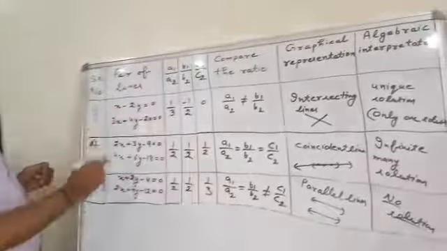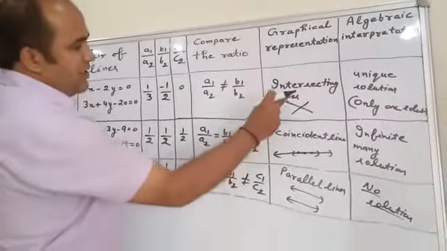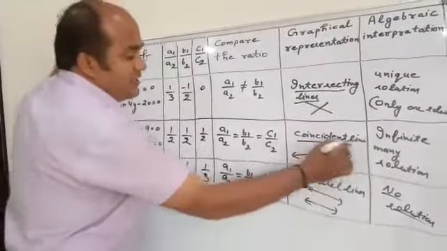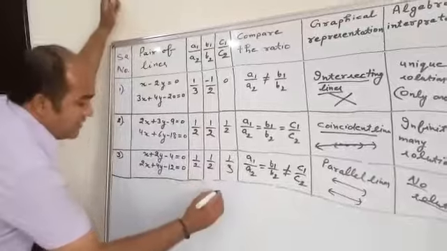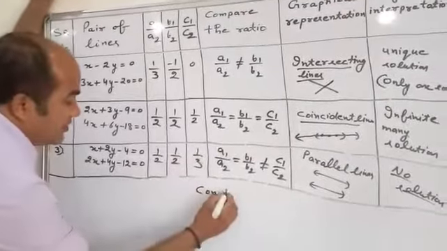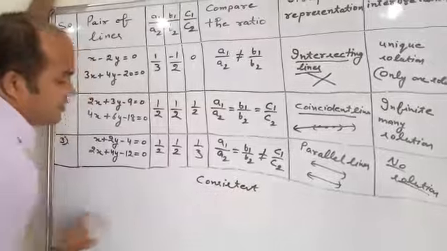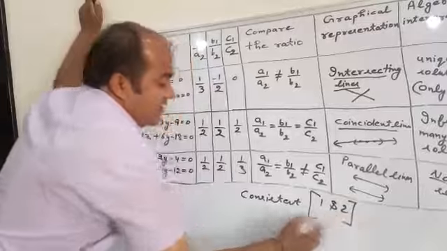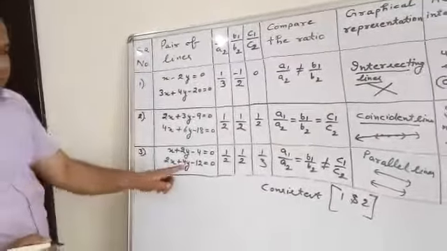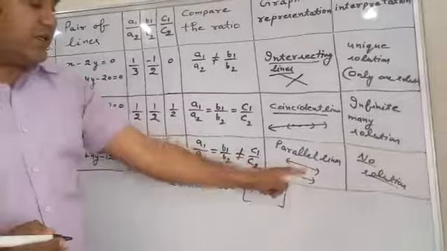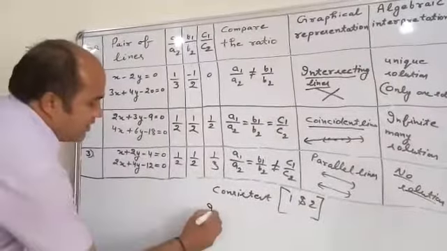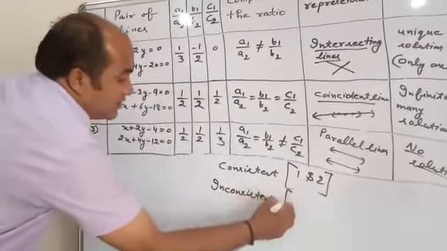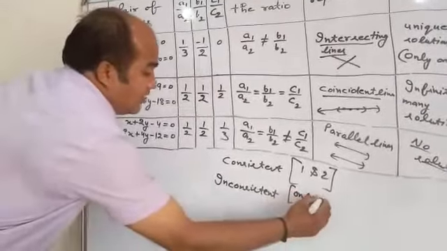In first and second case, means if lines intersect each other or are coincident lines, then the case becomes consistent. This one is in case of only first and second. But if lines will not intersect each other, then we can say inconsistent. This one case is of only third.